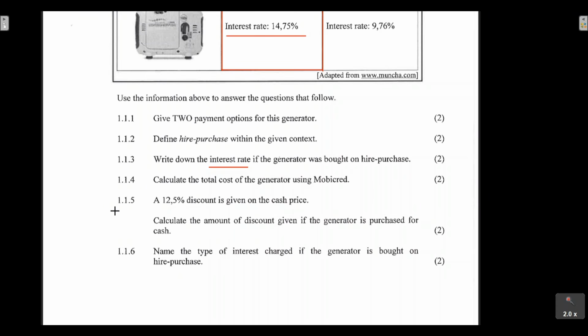Question 1.1.5 says a 12.5% discount is given on the cash price. Calculate the amount of discount given if the generator is purchased for cash, right? So here they're basically saying that if you decide to buy this generator cash, you will be given a 12.5% discount. Now they want you to calculate the total discount you'd be given in rands if you decided to buy this generator cash. So how will we do that?